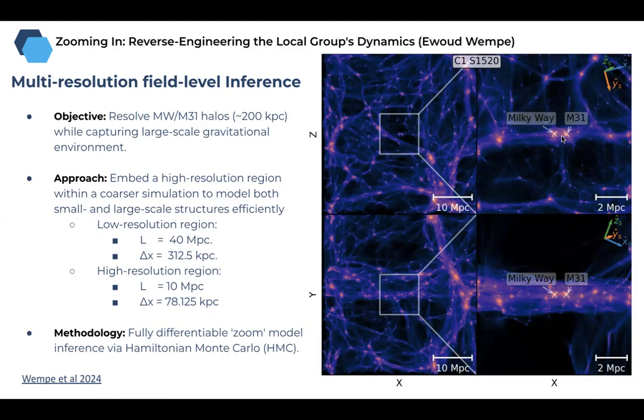So we roughly have an entire box of 40 megaparsecs with a high resolution inner region of 10 megaparsecs, and we have a rough resolution of 78 kiloparsecs. This is a fully differentiable zoom-in model that allows us to use the field level inference approach in the Hamiltonian Monte Carlo setup and allows us to provide a full posterior distribution for these kinds of inferences.